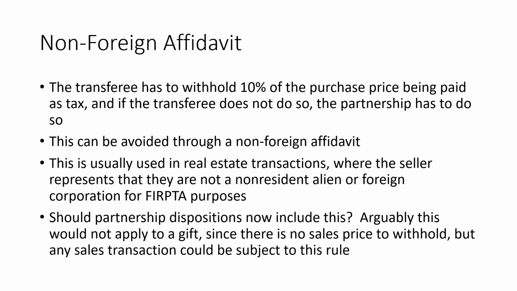Now, we won't get into the consequences of what happens if there is no withholding, but what's usually good practice in a real estate transaction, and now would be good practice in a partnership transaction dealing with the sale of a partnership interest, would be to have the seller execute what's known as a non-foreign affidavit. So what that means is that the seller of the partnership interest has to sign maybe a one-paragraph thing where they represent that they are not a non-resident alien or a foreign corporation for purposes of the partnership disposition, and in doing so, that relieves the transferee, within certain bounds, of their withholding liability.